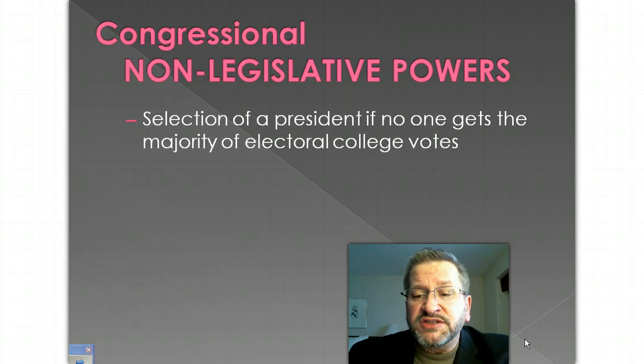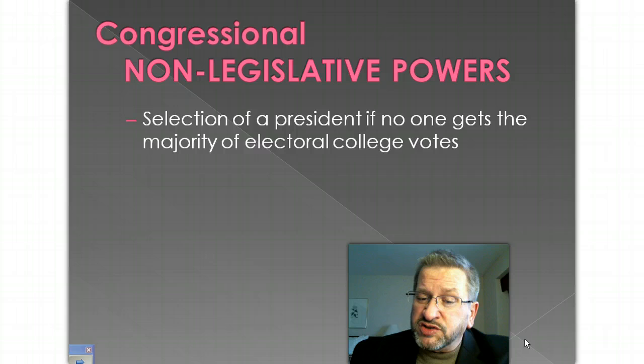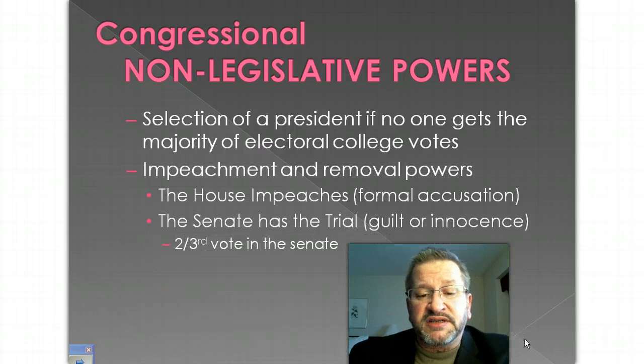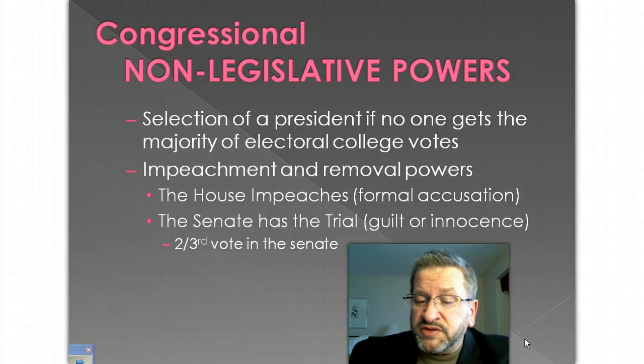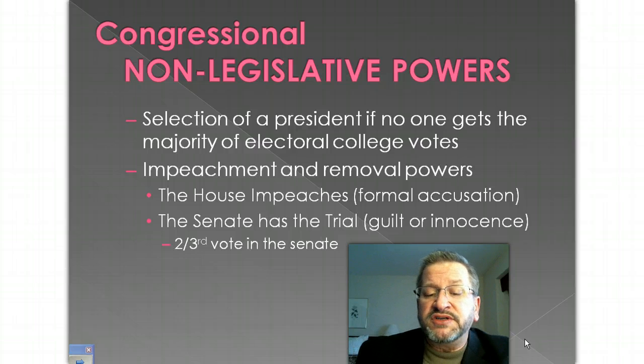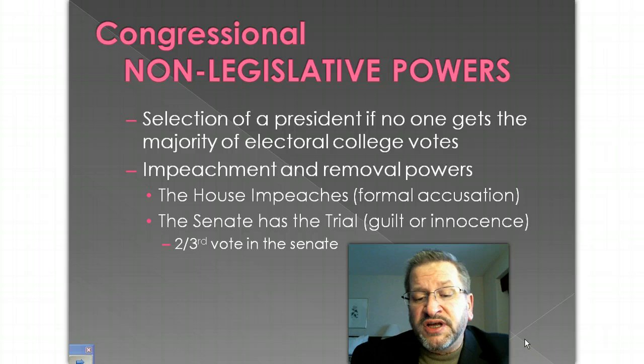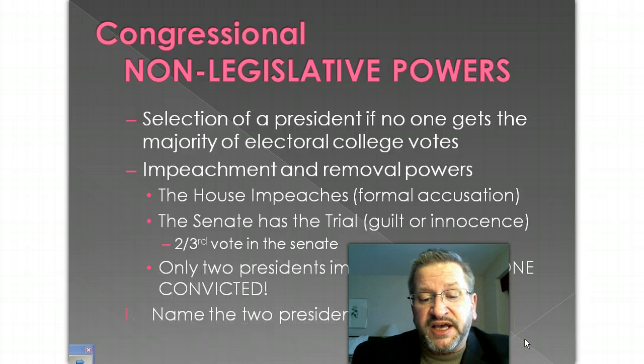Non-legislative powers of Congress? Well, if we can't get a majority of the Electoral College votes, the House of Representatives gets to pick the President. They can also impeach and remove the President. You know that's only happened 2 times in the history of the country where a President is impeached. And never has there been a guilty verdict in the Senate to expel a president, because it takes a 2/3 vote and is very difficult to get.